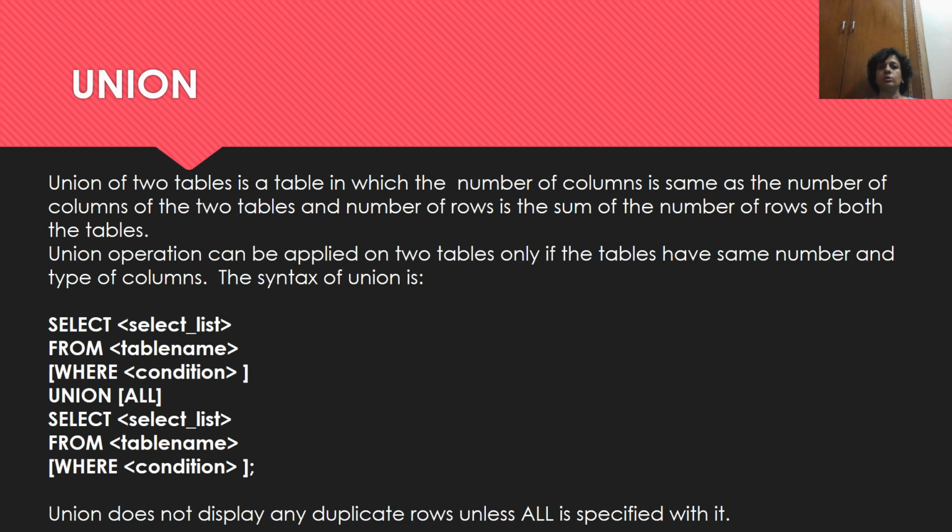Union. Union of two tables is a table in which the number of columns is the same as the number of columns of the two tables and the number of rows is the sum of the number of rows of both the tables. Union operation can be applied on two tables only if the tables have the same number and type of columns. The syntax of the union can be viewed on the screen. We give select the list of columns from table name where condition, union, and then another select command. Union does not display any duplicate row unless all is specified with it. The all word is optional.